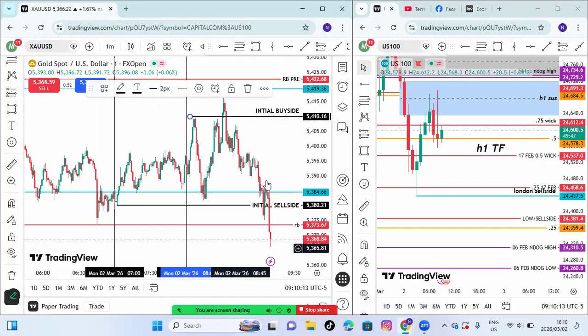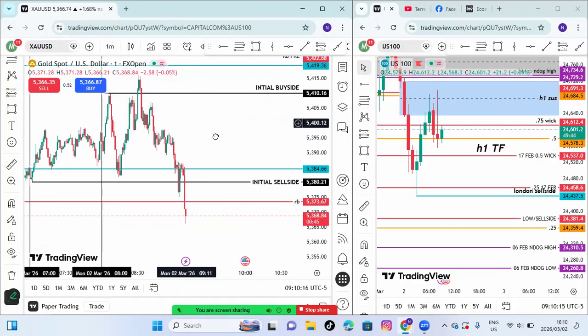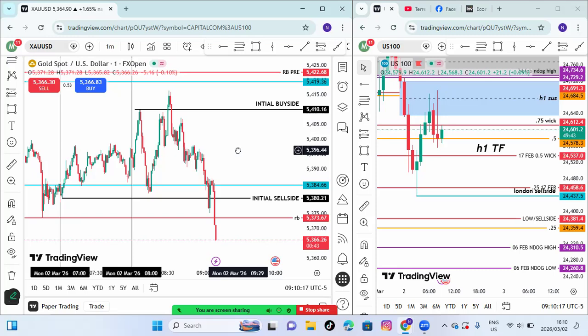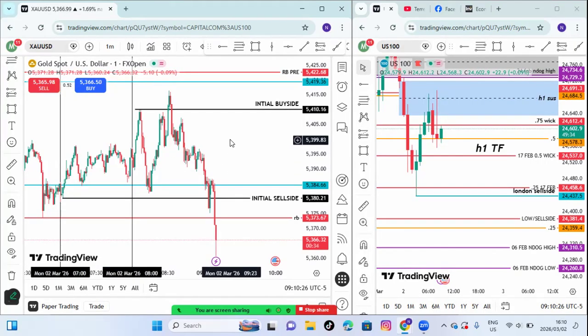You know what I mean? It's the same thing, buddy. First presented value gap here. After 7, if you mark it out and stretch it out, is very important. So I'm gonna move away from gold and return to the NASDAQ there.